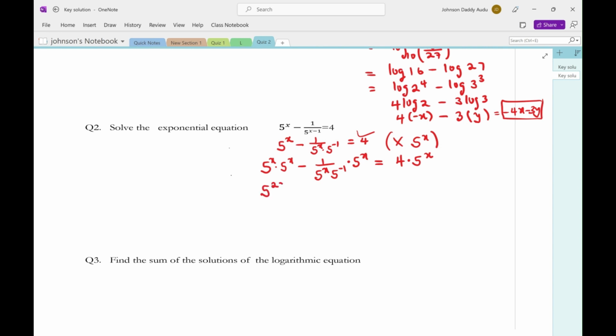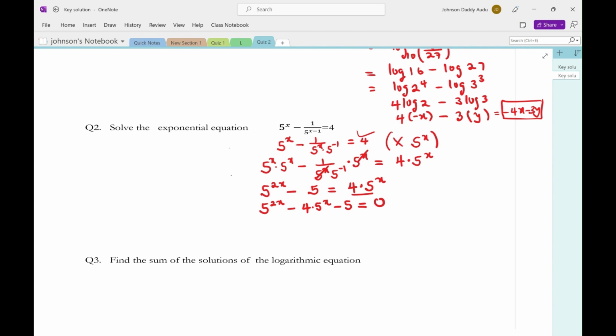Now this will become 5 to the power 2x, minus this 5 to the power x will go with this 5 to the power x. And this is 5 to the power minus 1, we can take it up so that it becomes just 5. So we can collect like terms, bring everything together here. This will be minus 4 times 5 to the power x, then minus 5, equals 0.